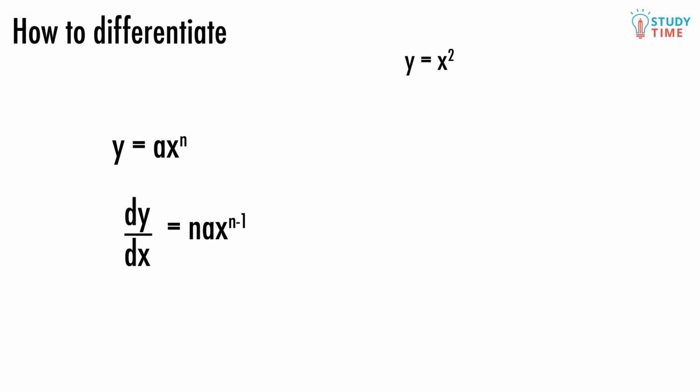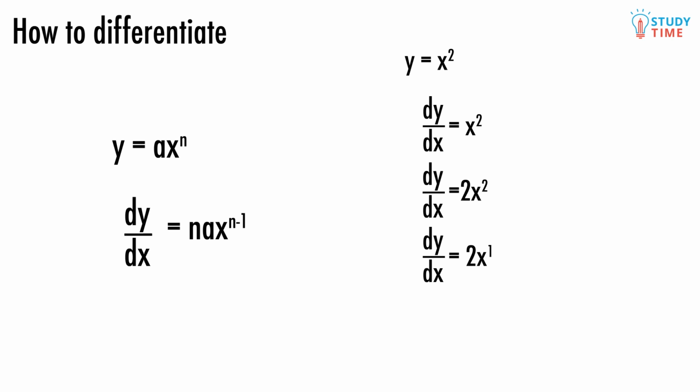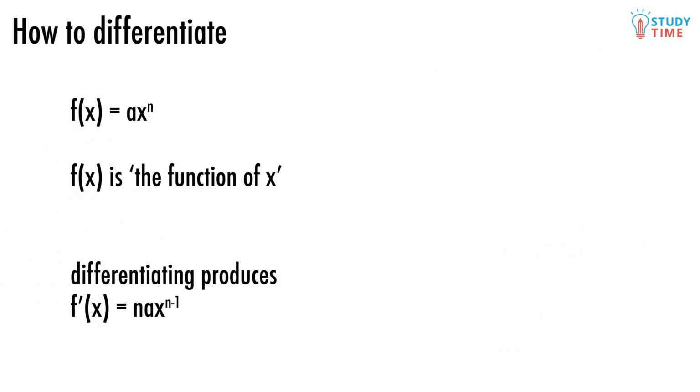Let's start with our old favorite from before, y equals x squared. When we differentiate y equals x squared, firstly the y is going to turn into dy dx. So we get dy dx equals x squared. Our next step is to bring the power, 2, down to the front of the equation like this. And now, for our final act, we're going to drop the power by 1. dy dx equals 2 times x to the power of 1, which is simply the same as writing dy dx equals 2x.